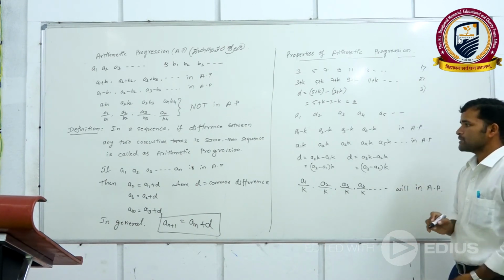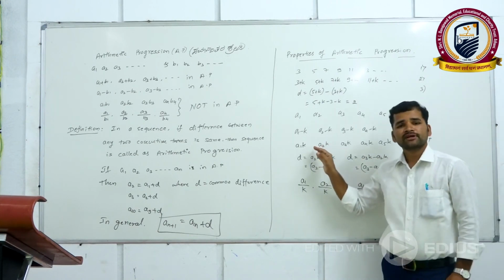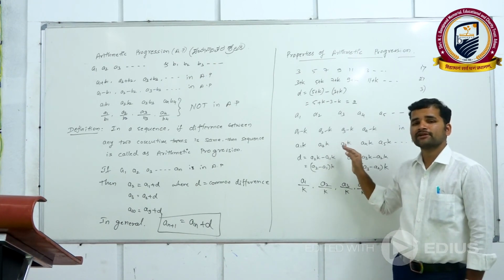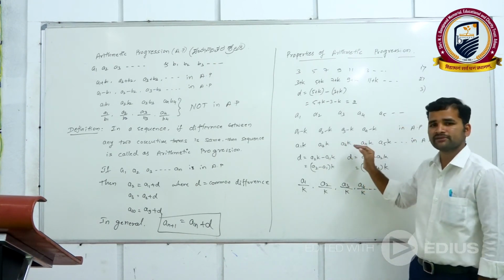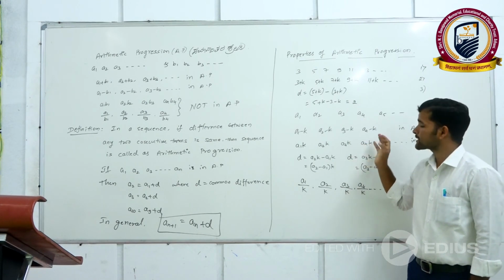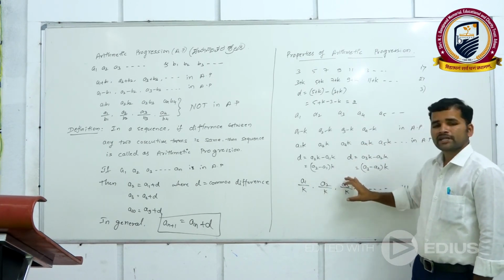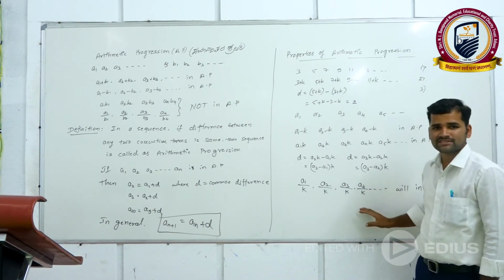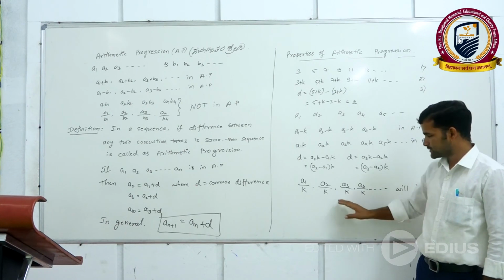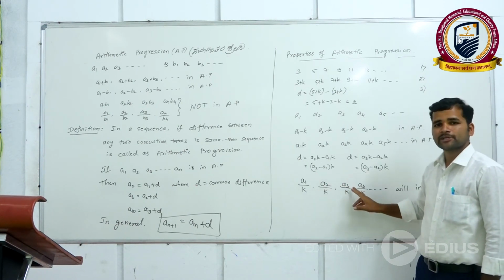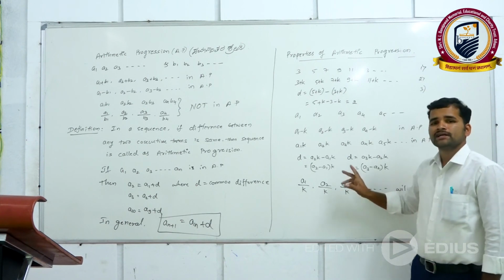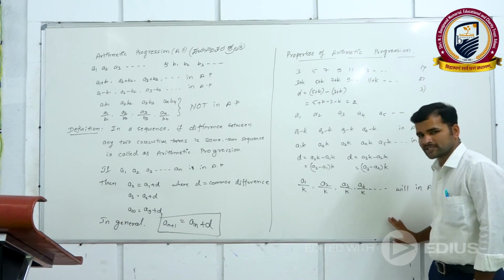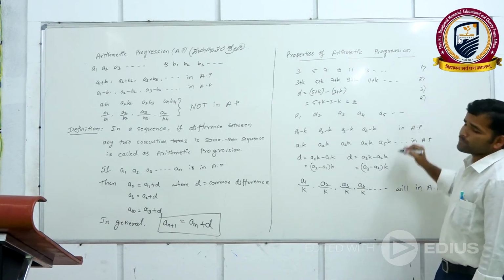Third property is that if each term of an arithmetic progression is multiplied with a constant, then the resulting sequence will be in arithmetic progression. If each term of an arithmetic progression is divided by a non-zero constant, we should not divide by zero, as dividing by zero will be meaningless. So, then the resulting sequence will be in arithmetic progression. That is the fourth property.